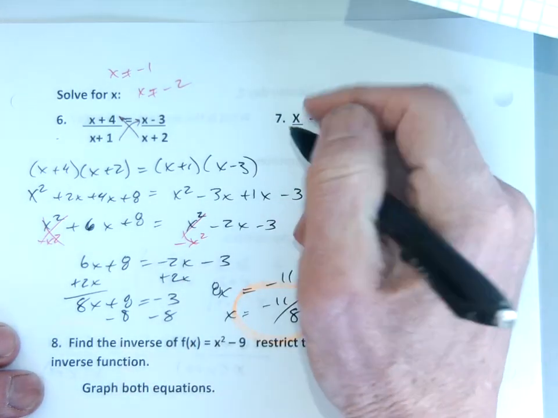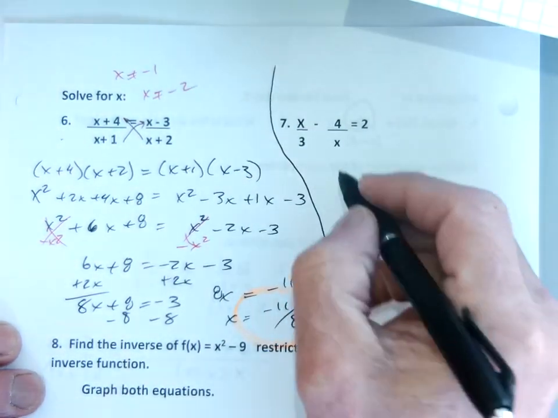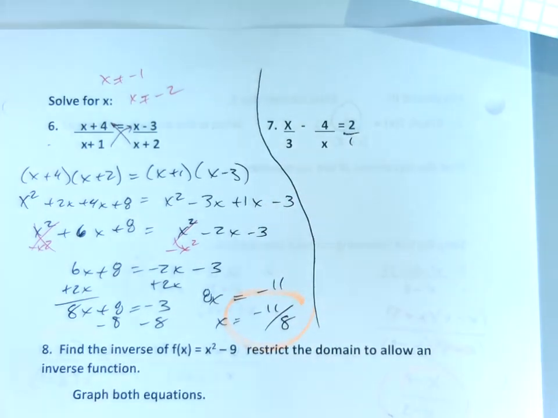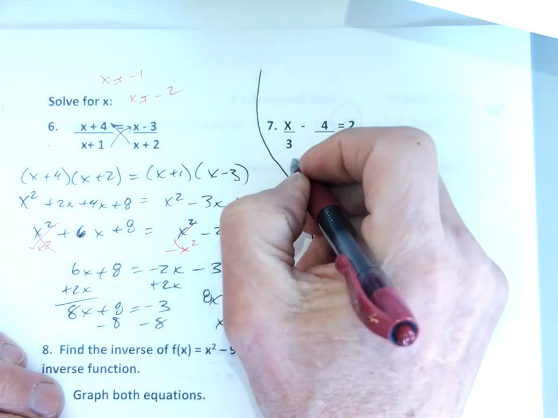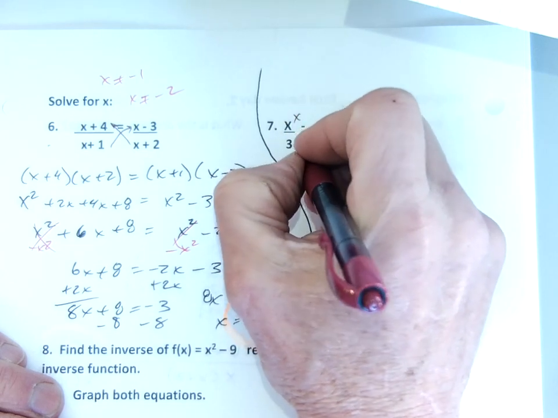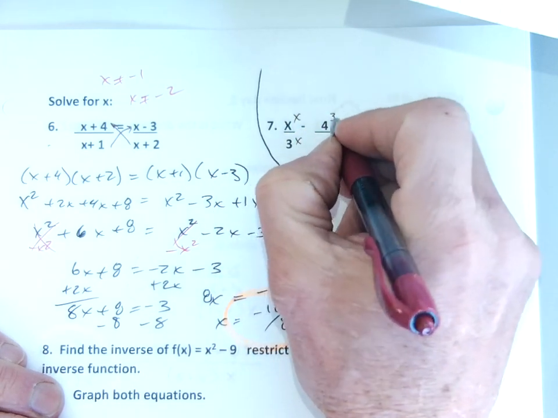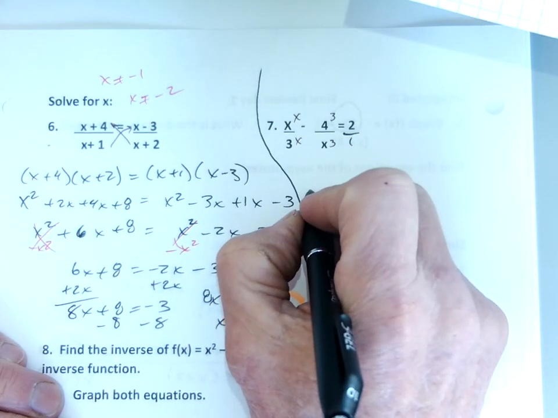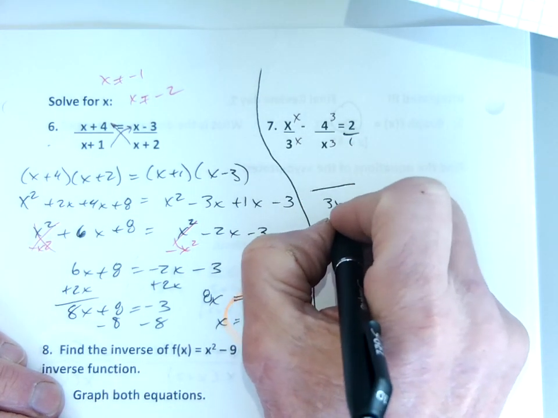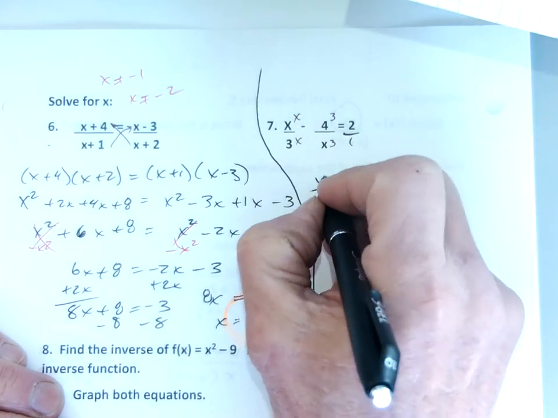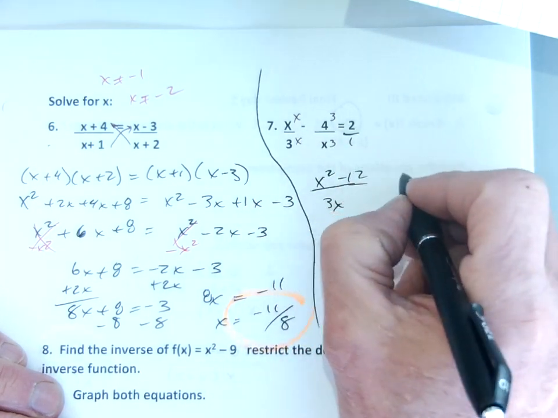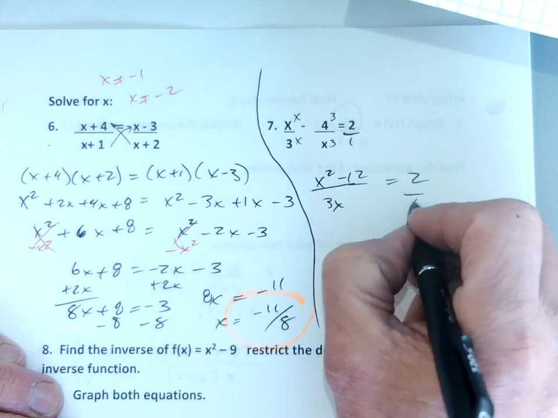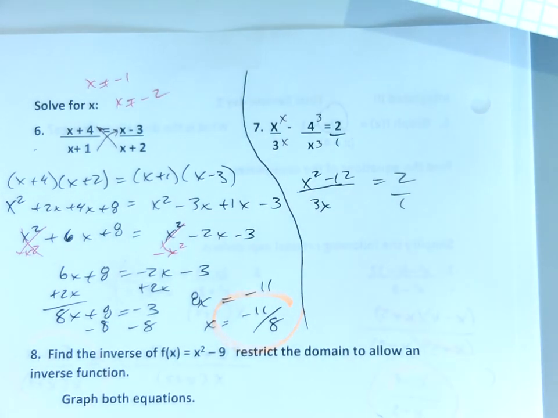Well, let's see if I can do this. 2 over 1. So my common denominator on these two is going to be 3x. So I'll multiply this by x over x. Multiply this one by 3 over 3 so that my common denominator is 3x. And if I add these two, I'll have x squared minus 12 equals 2 over 1.